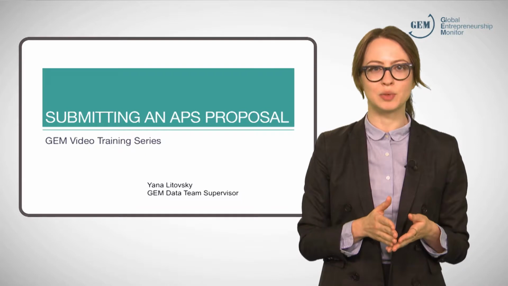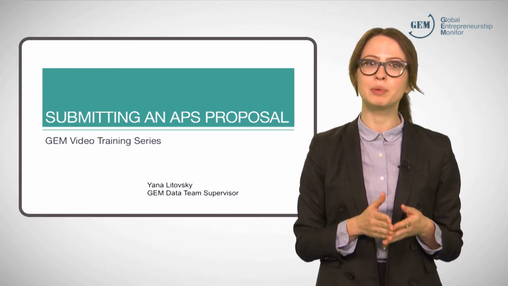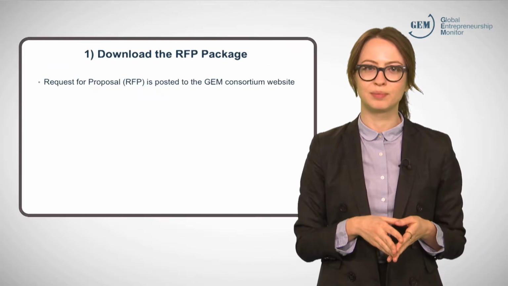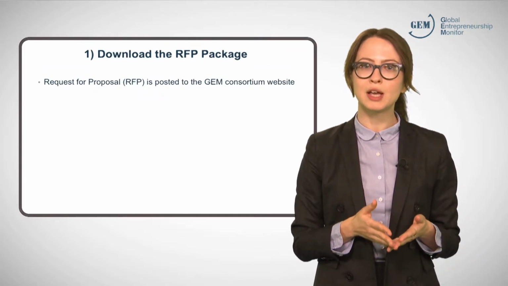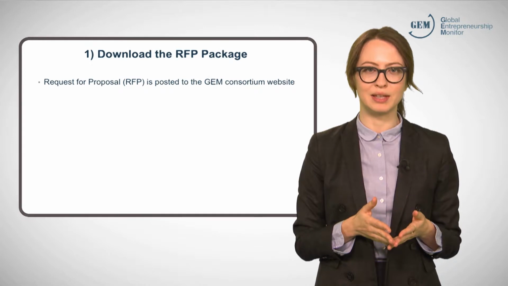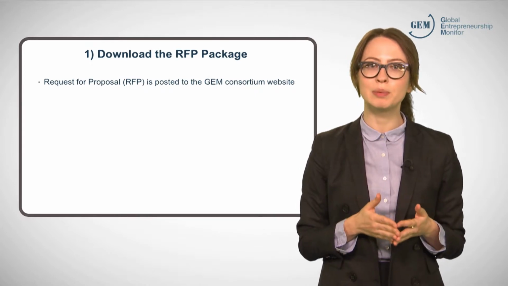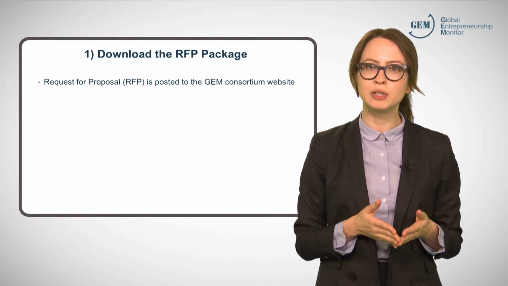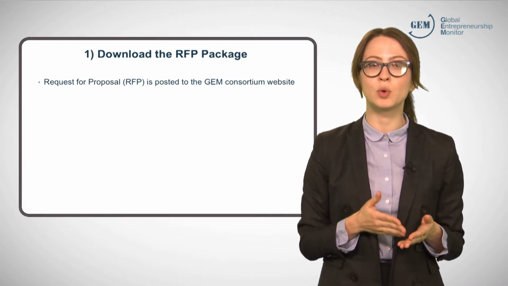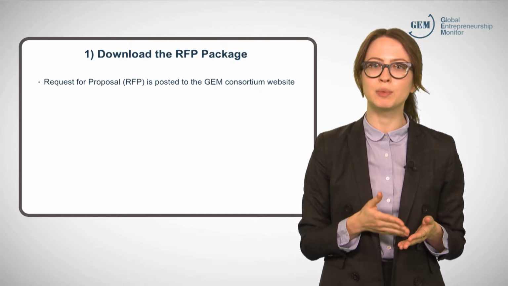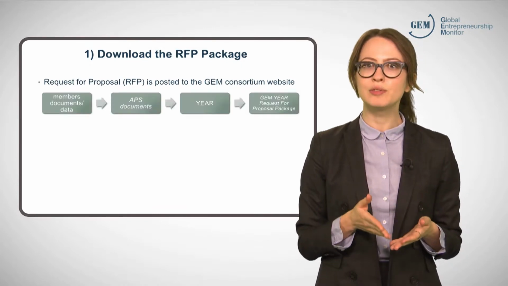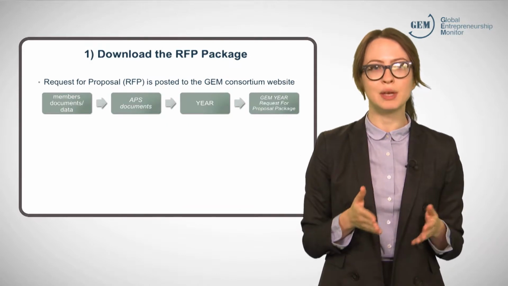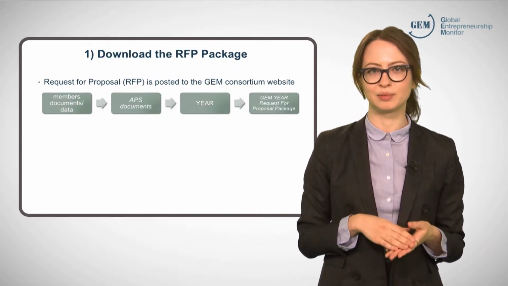And this training session will explain the process of submitting a proposal to administer the Adult Population Survey. Each year, before a national team can begin collecting APS data, they must complete and submit a proposal to the GEM data team. To do so, first you will need to download the Request for Proposal or RFP package from the GEM Consortium website. You can find this by going to Members Documents/Data, then APS Documents, and selecting the year.